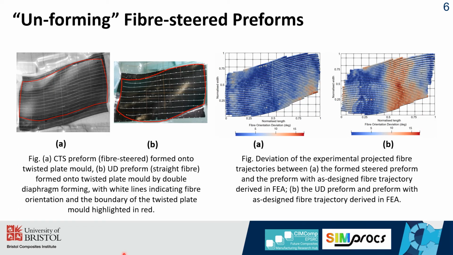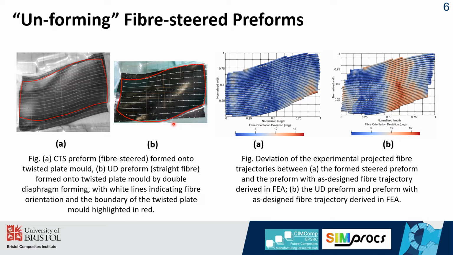After we have the physical 2D flat tailored preform, it was then subjected to a forming process. Figure A on the left shows the fiber-steered preform that was formed onto the twisted plate mold. The same forming test was performed with a UD prepreg sheet, as shown in Figure B. Comparison between Figure A and B shows that when using the UD preform, a large amount of material needs to be trimmed off to fit the surface, which leads to material wastage.